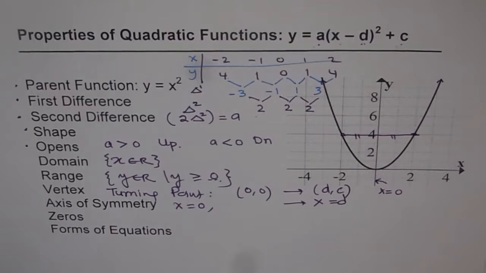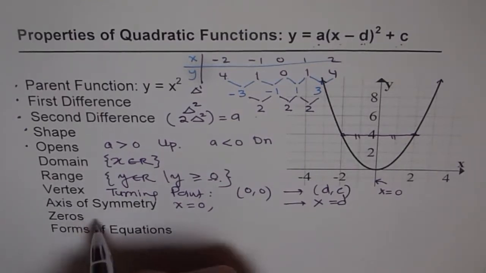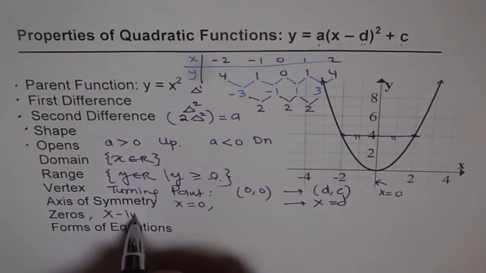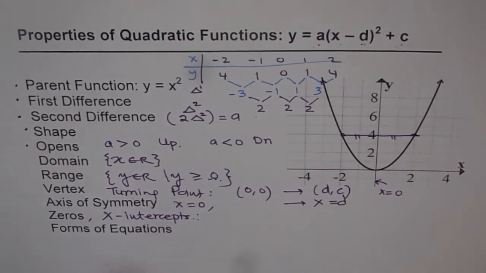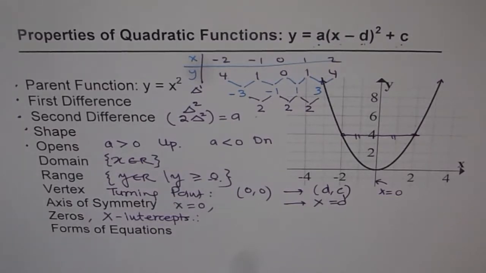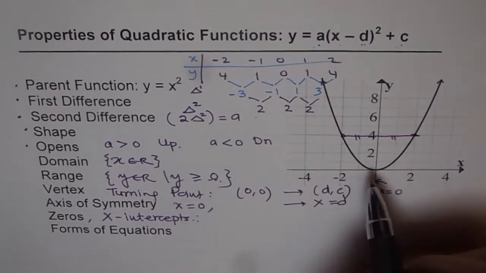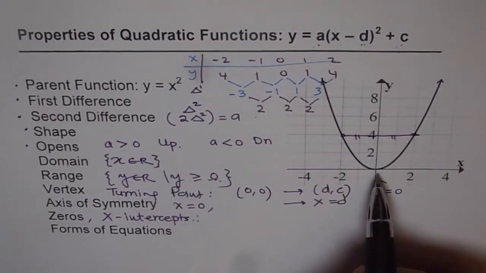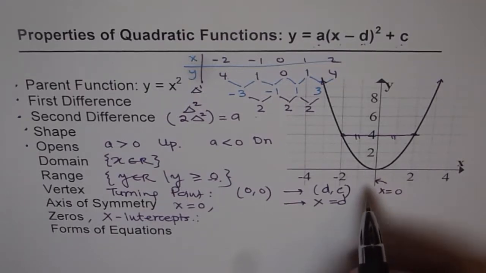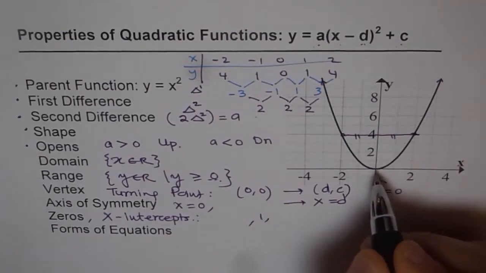Now let's talk about zeros of a parabola. Zeros, or I should write x-intercepts. I think I should write x-intercepts now, and then we'll also discuss the difference between x-intercepts and zeros. Now normally when you see a parabola y equals x square, how many x-intercepts do you see? You see only one. So there's one x-intercept.